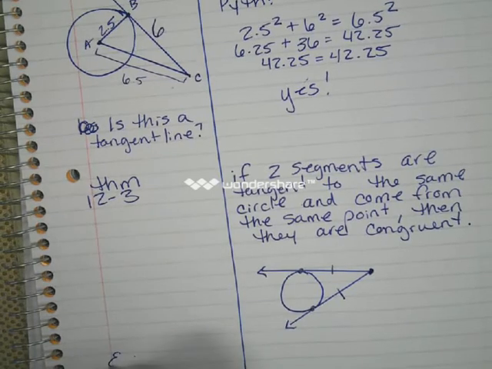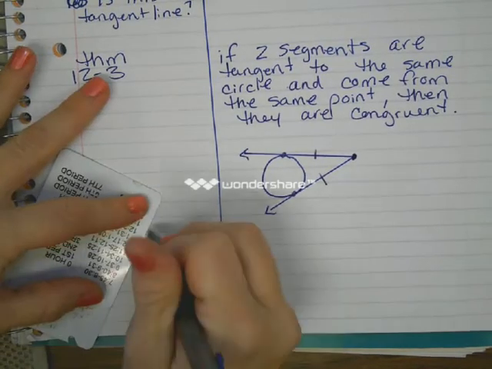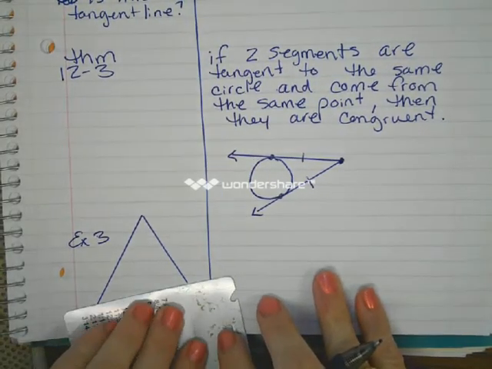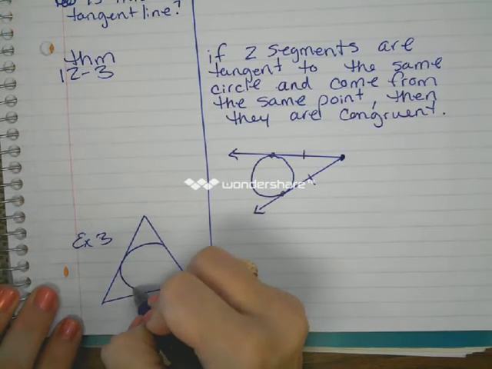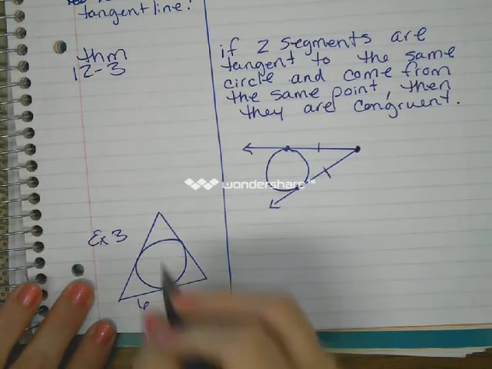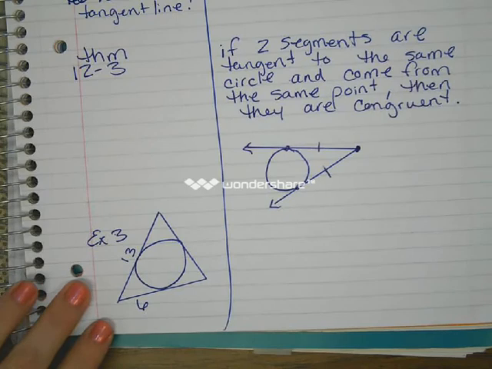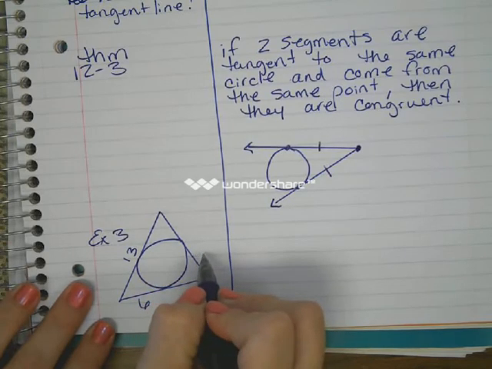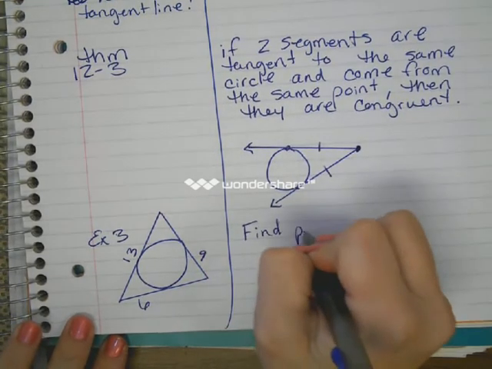Example 3. If I have a triangle, and I have a circle inscribed inside the triangle, that's 6, that's 13, that is 9. We want to find the perimeter.